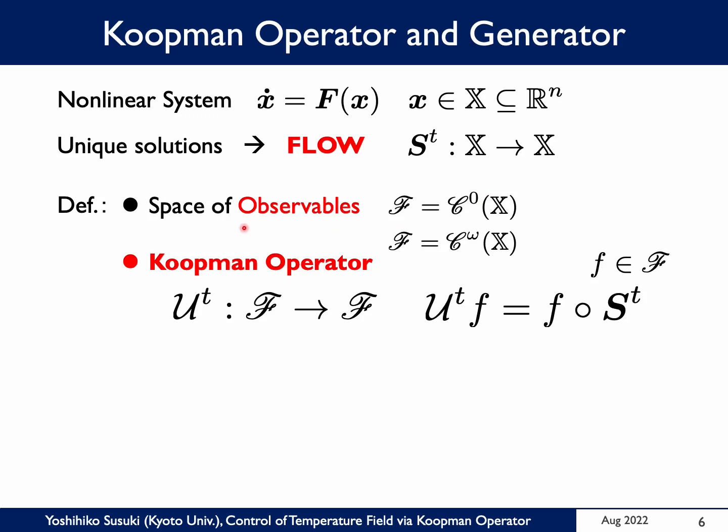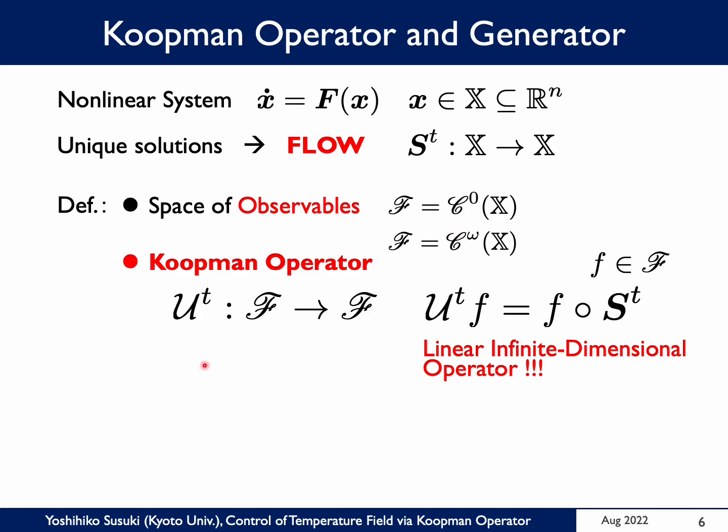For this, we introduce the space of observable, which is the space of the function defined on the state space X. The Koopman operator U^t then acts on the observable f to generate new observable like this. This is defined as the composition of f with flow S^t. An important point is that this flow is originally nonlinear and finite dimensional, while this Koopman operator U^t is linear but infinite dimensional.